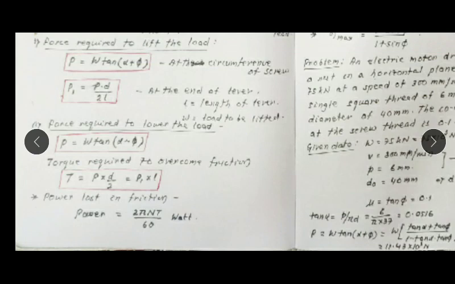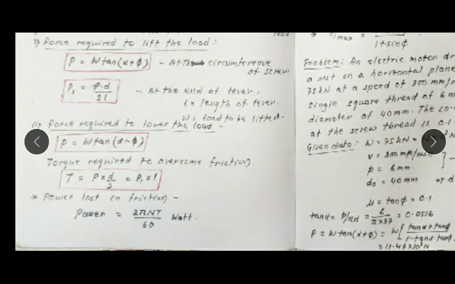Then the frictional torque required to overcome friction. What is the amount of torque to be used to overcome the friction? The formula is T equal to P into D by 2 equal to P1 into L, where P is the force required at the circumference and P1 is the force required at the end of the lever. The torque must be in Newton meter.